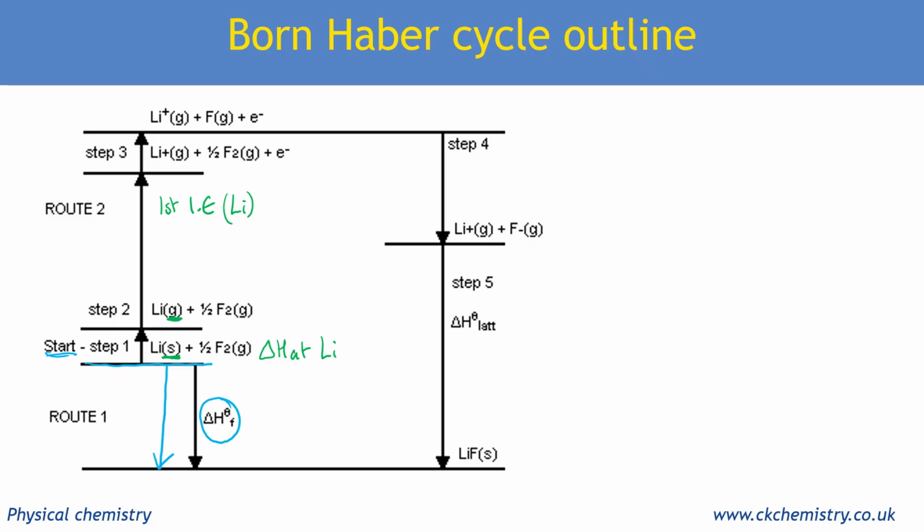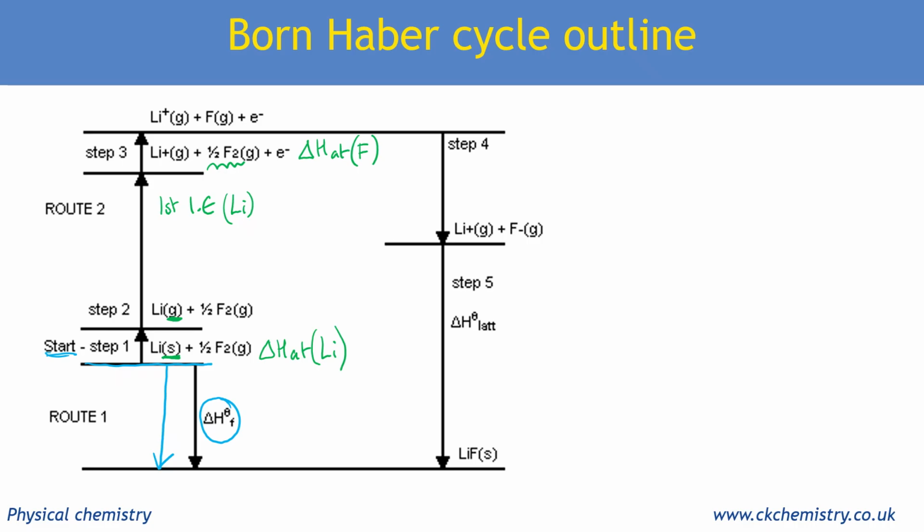Step number 3, I've gone from half a mole of F2, remember those covalent bonds, I've broken them and I've made 1 mole of fluorine atoms. So that is my delta H atomization of fluorine. Now all of those 3 changes are endothermic. To atomize something, you're breaking metallic bonds or covalent bonds, so you definitely need to put in energy. To ionize something, you remove an electron. The electron is attracted to the nucleus, so I have to put in energy to take it away.